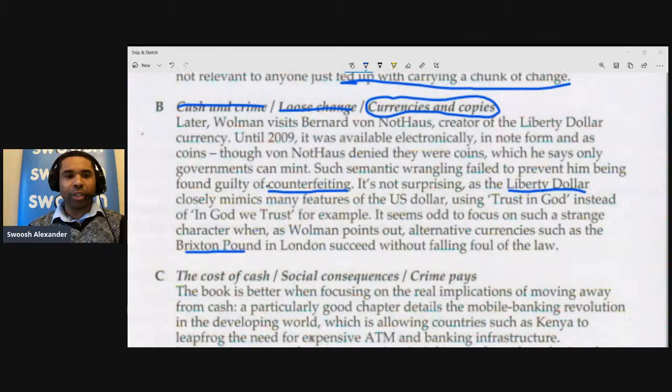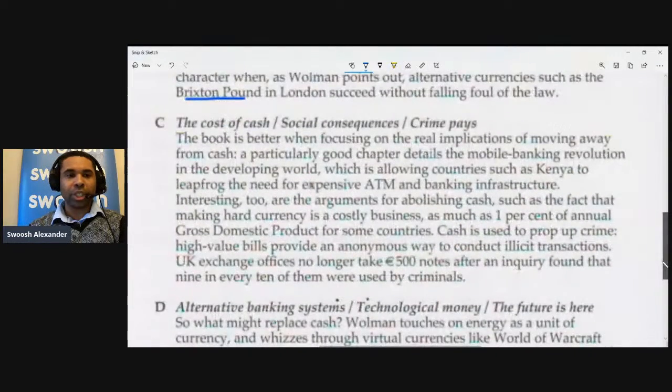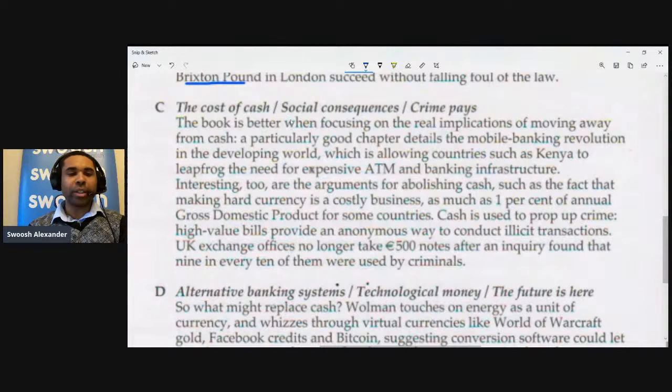And we move on. So let's have a look at paragraph C. So three options again: the cost of cash, social consequences, crime pays. So the implications are moving from cash.